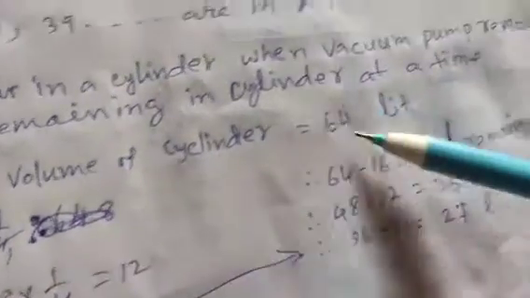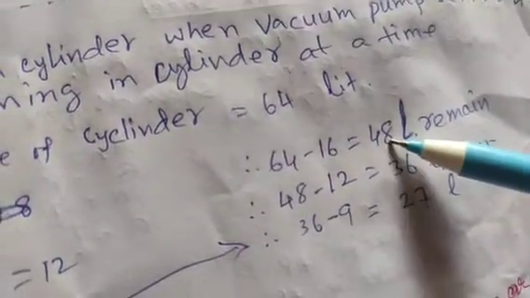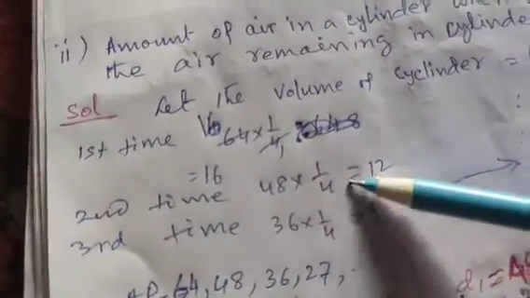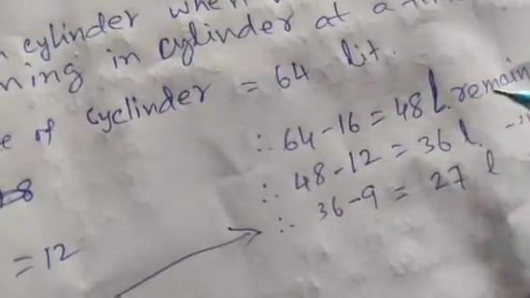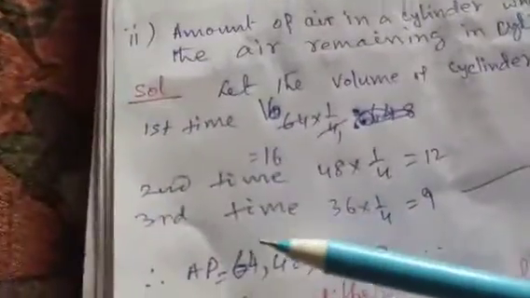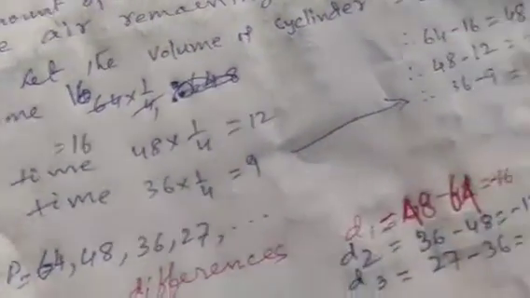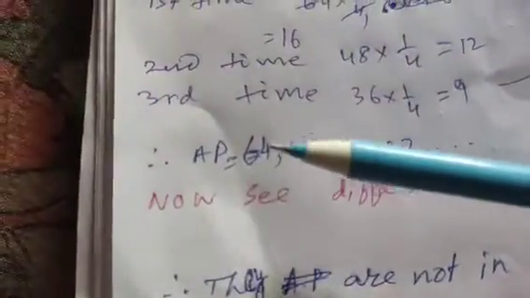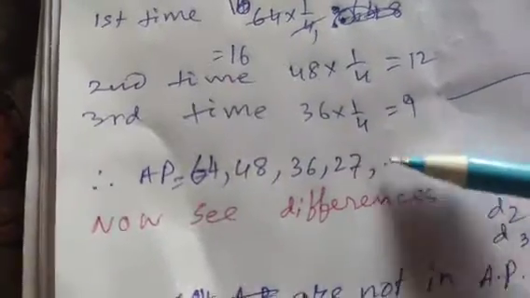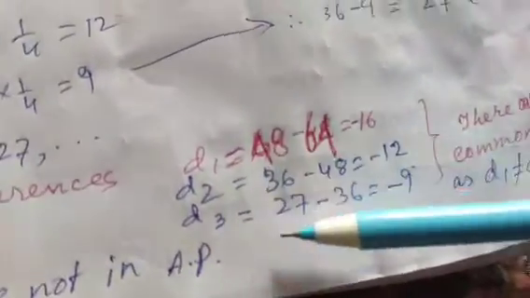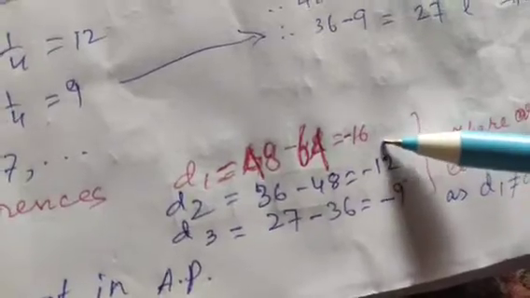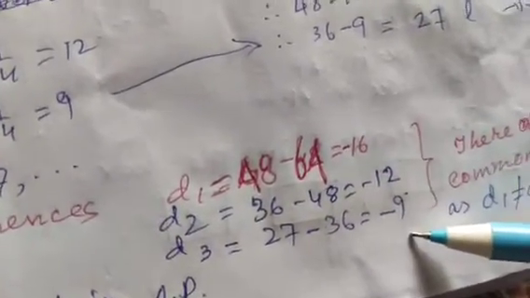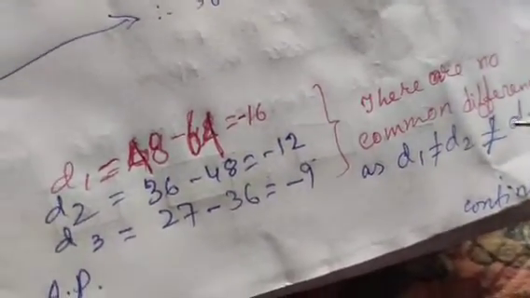Second time, remaining 48. Second time 48 of 1/4 equal to 12. Remaining 36 liters. Again third time 36 into 1/4 is 9. This leaves 27 liters remaining. So we are getting 64, 48, 36, 27. Now see this series: D1 equal to minus 16, D2 equal to minus 12, D3 equal to minus 9. So D1 not equal to D2, not equal to D3, means this series is not in AP.